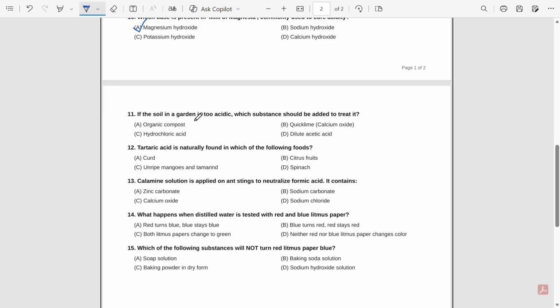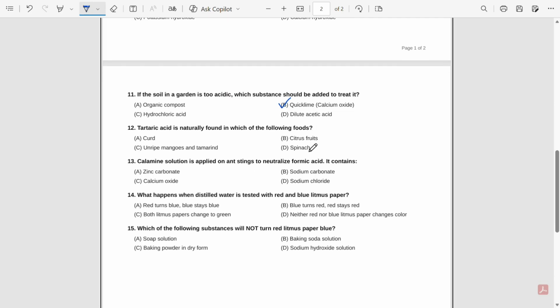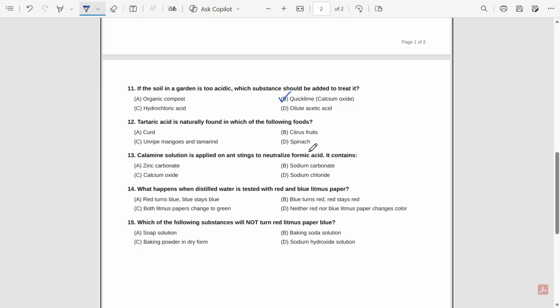See, too acidic soil. So to neutralize this soil, we have to add a base. So find out the base here. What is the basic nature compound among these four? See this, quicklime. What is the answer for this? Quicklime. Calcium oxide. Next, go for the 12th question.